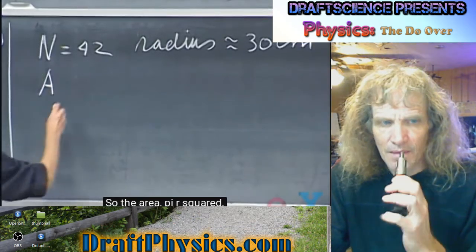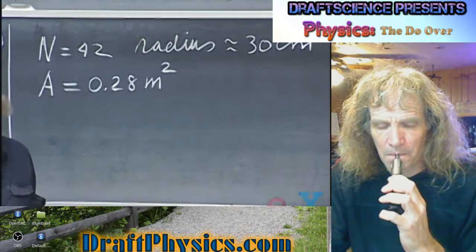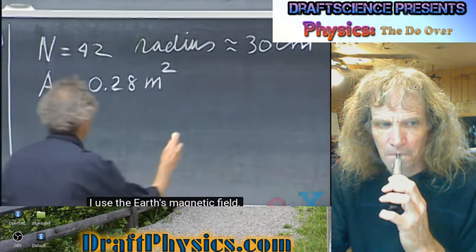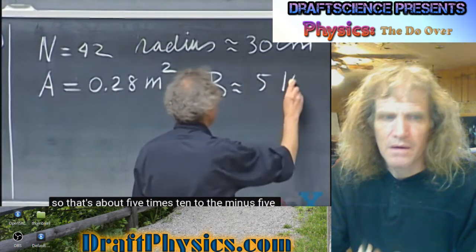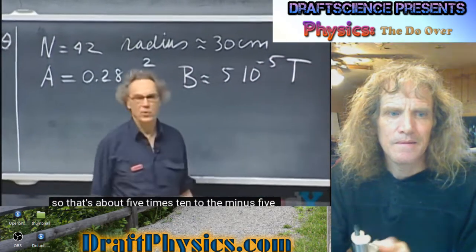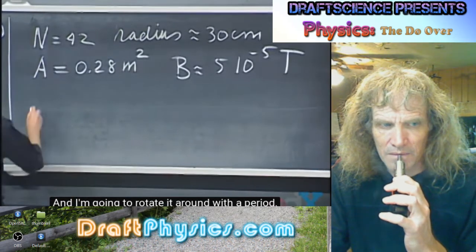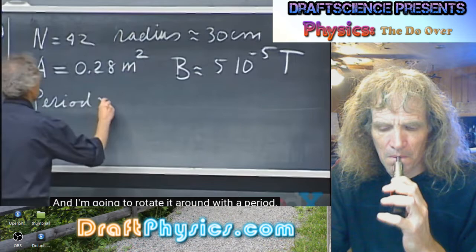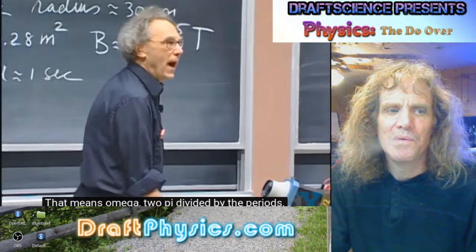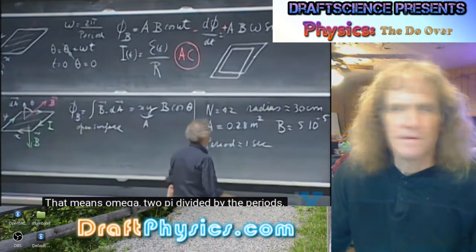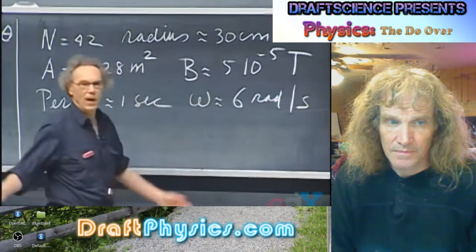Which is my capital A. Pi r squared is about 0.28 square meters. You may want to check that. I use the Earth's magnetic field, which is about half a Gauss. So that's about 5 times 10 to the minus 5 Tesla, if we work in SI units. And I'm going to rotate it around with a period of about 1 second. That means omega, 2 pi divided by the period, is then about 6 radians per second. 2 pi, I call that 6 for now.